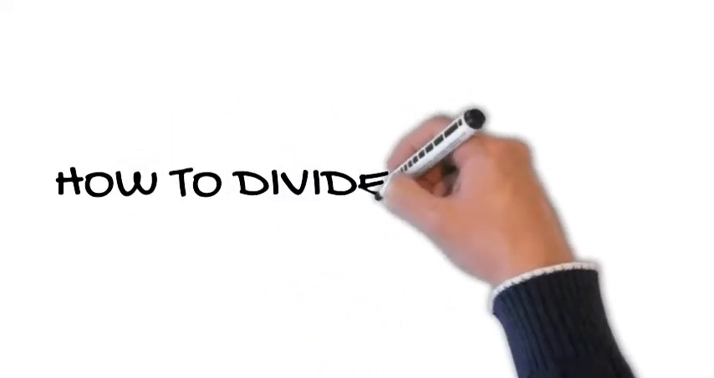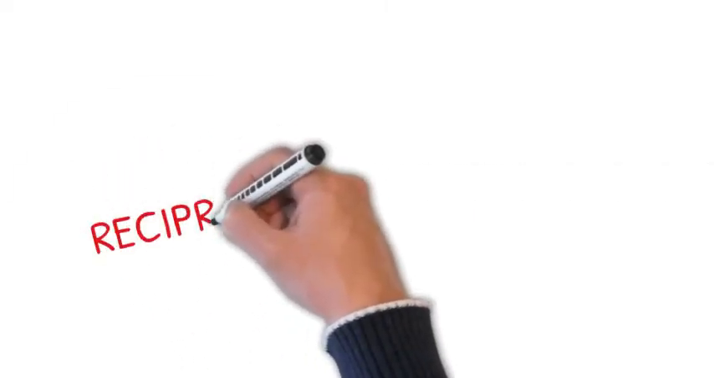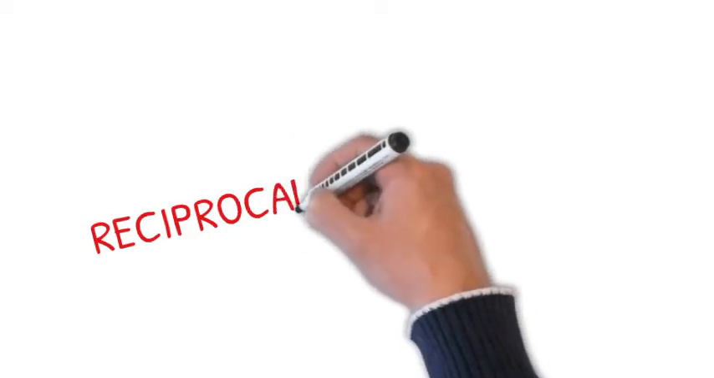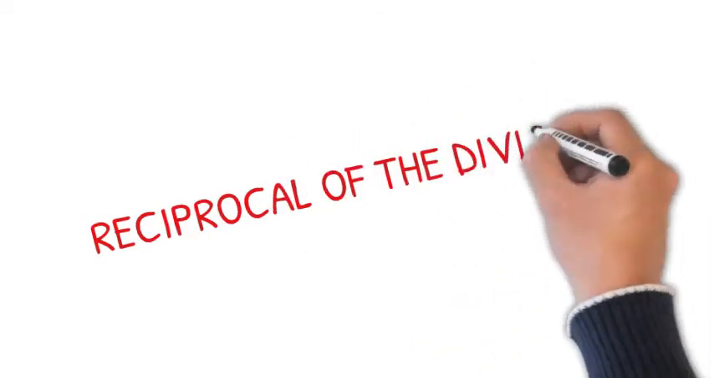How to divide fractions? When dividing fractions, you first take the reciprocal of the second fraction, which is also called the divisor, and do the same process of multiplying fractions as we discussed earlier.